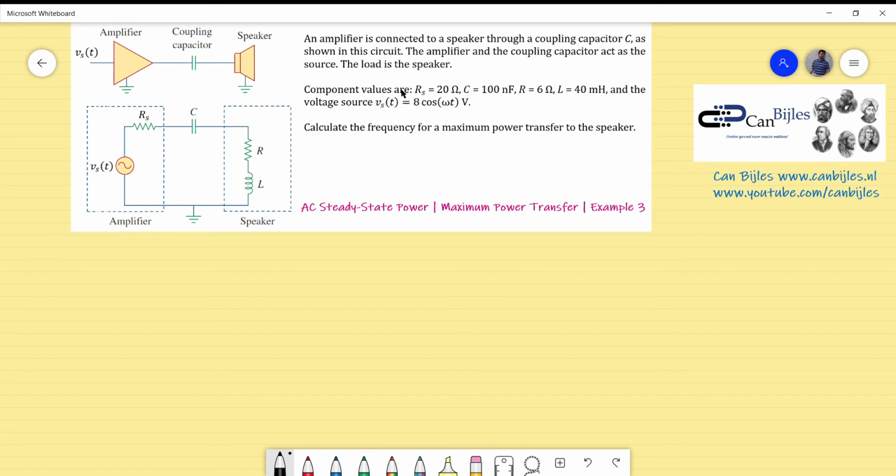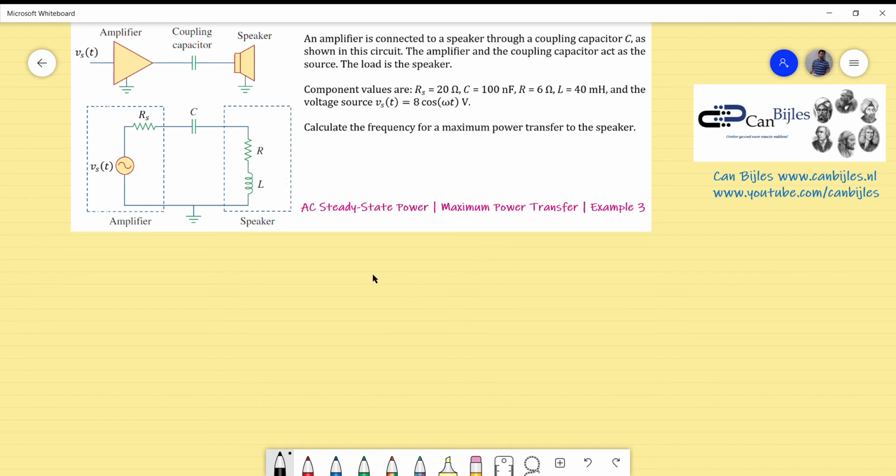Now the component values are also given here, and the source voltage is also given in the time domain. The question in this case is different. As you can see from the expression for the voltage source, the omega, which is most of the time given, is not given in this case, so it is a general expression. So what is the question? Calculate the frequency for the maximum power transfer to the speaker.